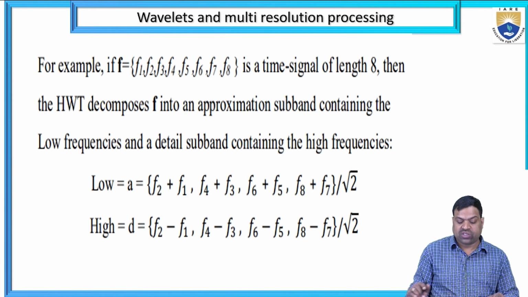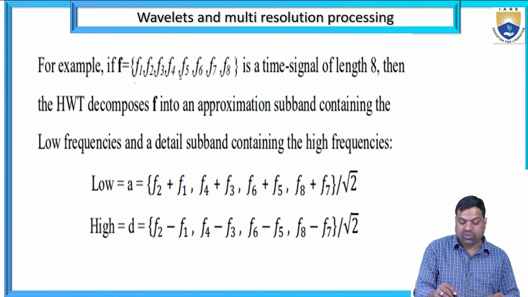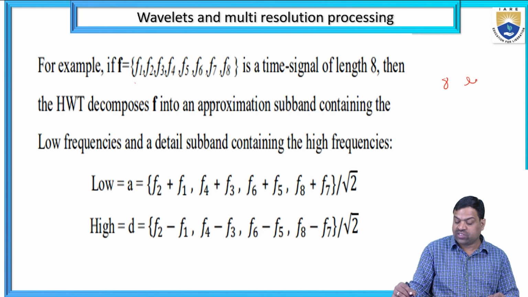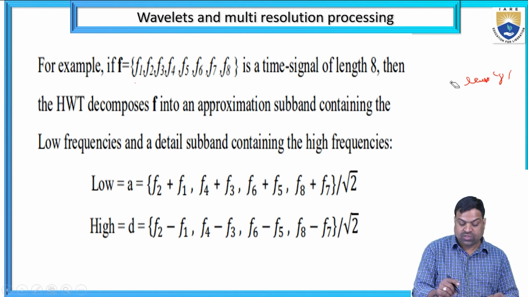So I am taking one example here. f equals f1, f2, f3, f4, f5, f6, f7, f8. So the length is 8, because f1 to f8.